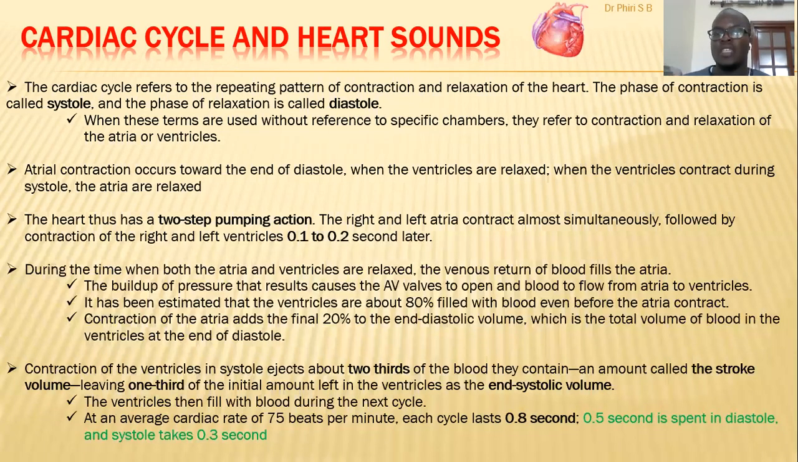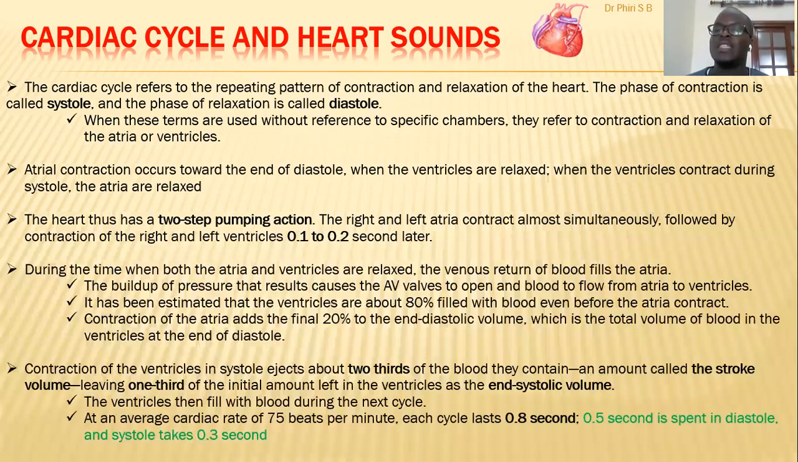So after contraction, the ventricles will relax to fill with blood. At an average cardiac rate of 75 beats per minute, each cycle lasts about 0.8 seconds. This is just a normal duration of a single heartbeat. A single heartbeat, you're talking of contraction and relaxation, will take about 0.8 seconds.